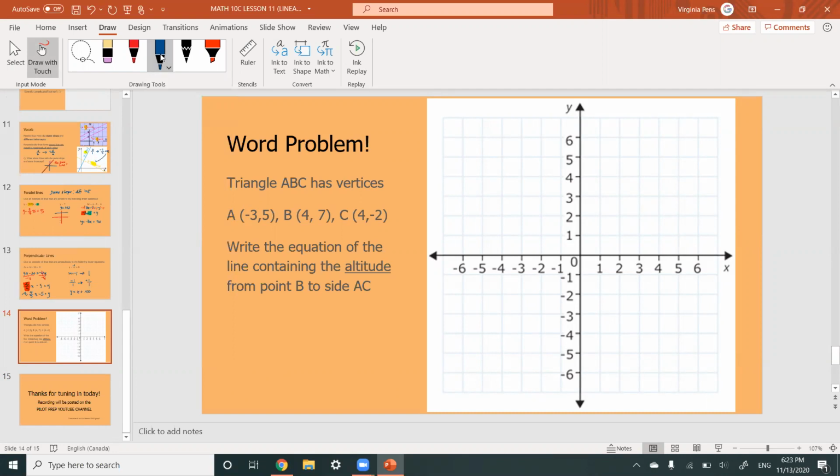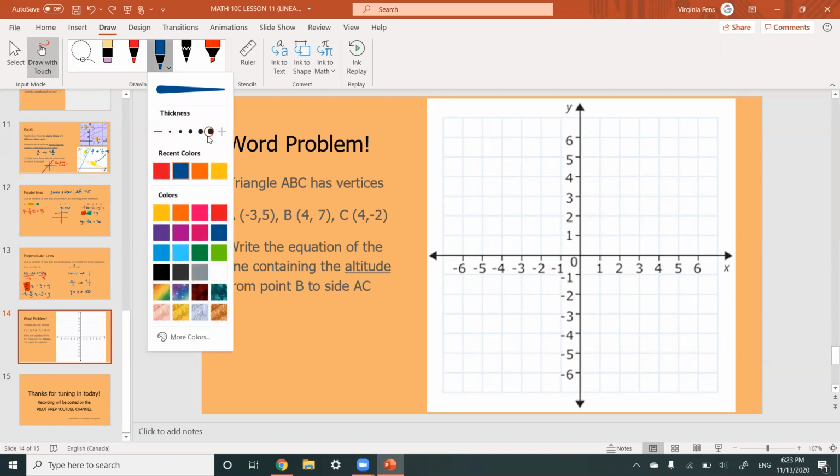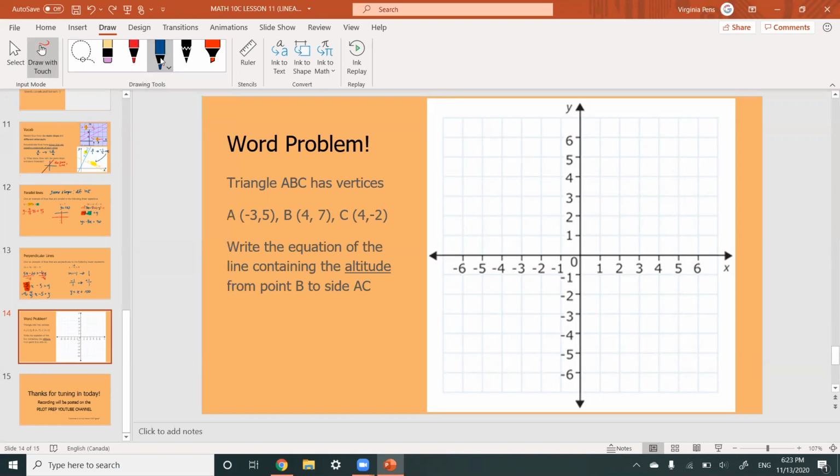So first we have A at -3 and 5. So 1, 2, 3, and then 1, 2, 3, 4, 5 is here. Oops, I should make the marker darker. We have -3, 5 here. And this would be A. And then we have B at 4, 7. 1, 2, 3, 4, and 7. And then we have C, which is at 4 and -2. 1, 2, 3, 4, -2.